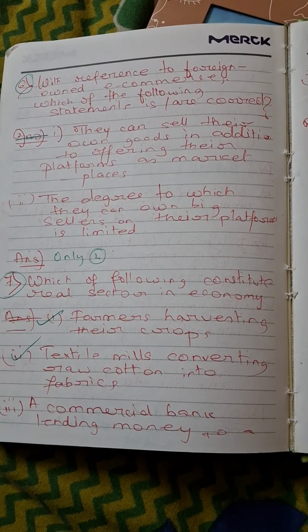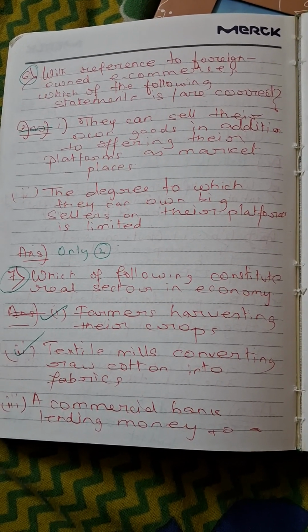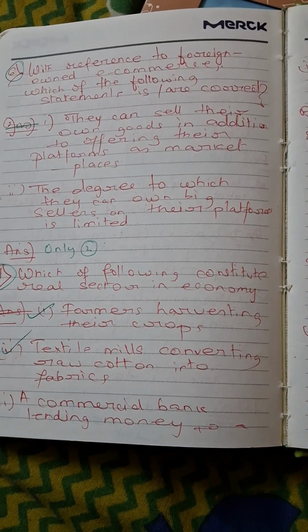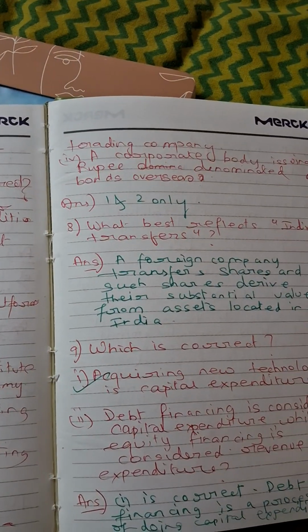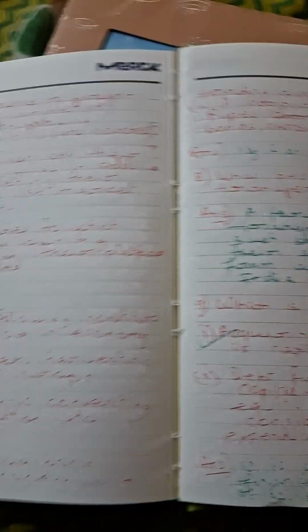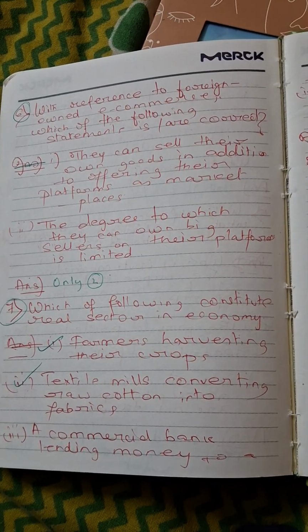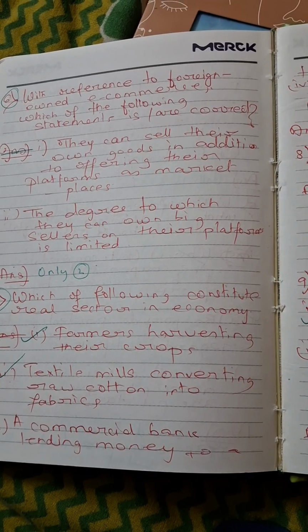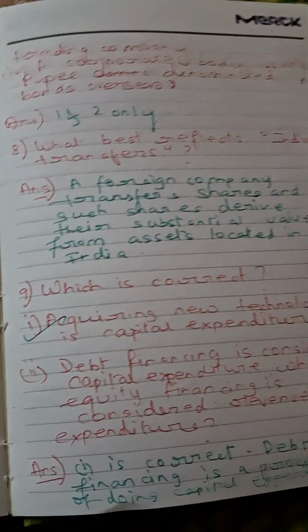Which of the following constitute the real sector in the economy? Farmers harvesting their crops, a textile mill converting raw cotton to fabrics, a commercial bank lending money to a trading company, a corporate body issuing rupee-denominated bonds overseas. So only the first 2 options are correct. Farmers harvesting their crops and textile mills converting raw cotton to fabrics are examples of the real sector in the economy.